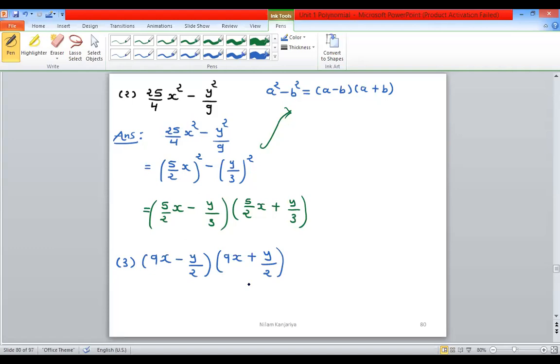9x whole square, yes very good. 9x whole square minus y by 2 whole square, and I want to apply the whole square both sides. So what happened here finally? This is 81x square minus y square by 4. Done, student?